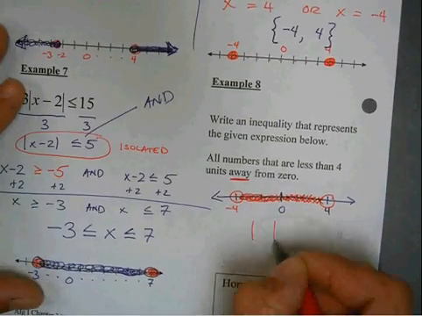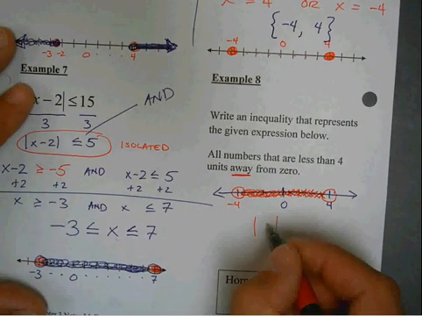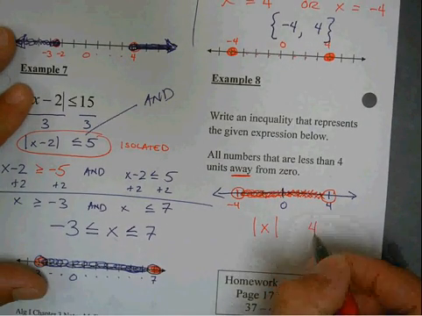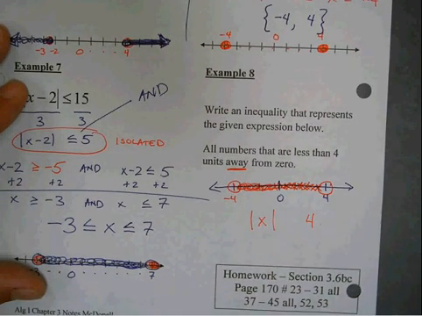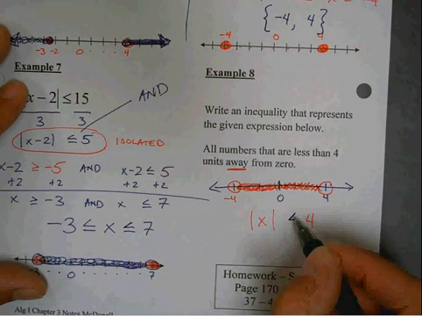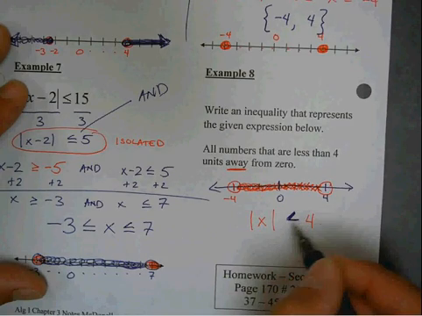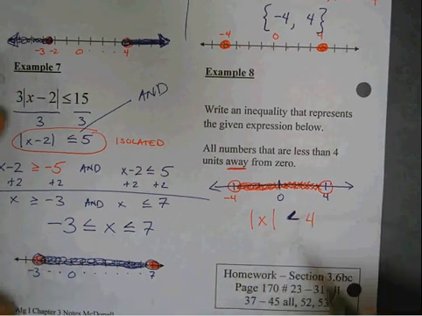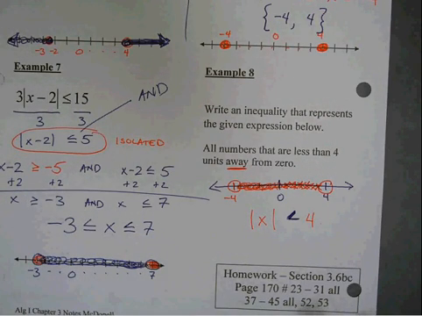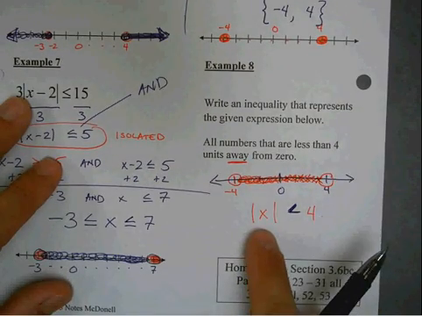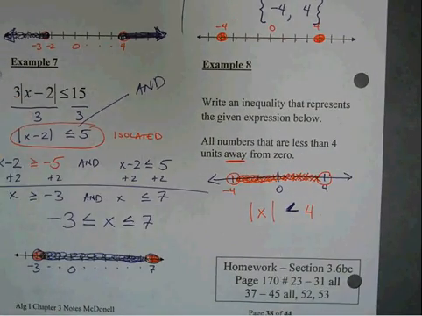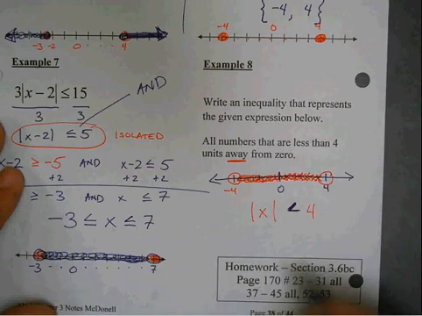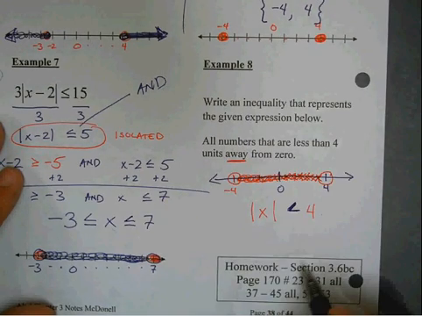So how am I going to write this? The absolute value of x is what to 4? Anybody? Less than. Do I put an equal sign? No, don't need to. What if I asked you all the numbers that are more than 4 units away from 0? Now you're going to set the absolute value of x is what to 4? Is greater than. So if they're doing word analysis, it's going to look something like that. That's the shortcut.